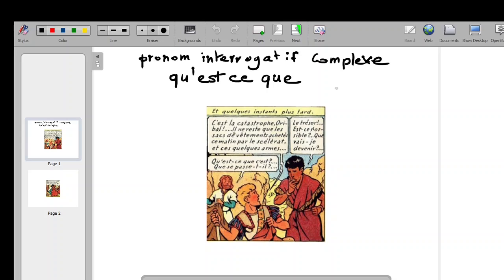in books whenever there is a dialogue between two people, or you see it a lot in spoken French. You don't really see it in written French, but if you read books with dialogue, you're going to see it a lot. So I was reading this bande dessinée, a French comic book, just one page, and qu'est-ce que appears twice in one page. So it tells you that it happens quite a bit. So qu'est-ce que.